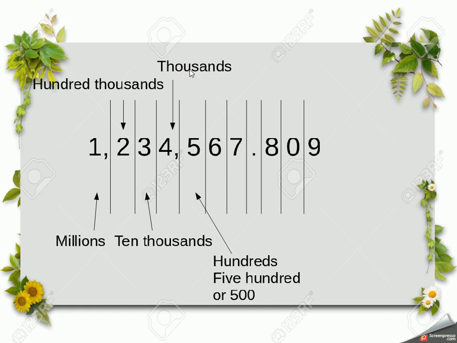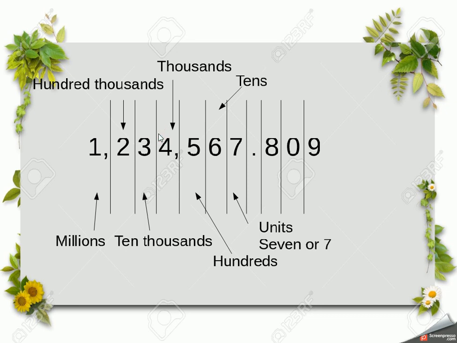The next is the hundreds column. In this case the 5 represents 500. Remember again that we need an and in by here between the hundreds and the tens, just like we needed it in between the 100,000s and the 10,000s. The 6 is in the tens column, so it's worth 60, and the 7 is in the units column, so it's worth 7. So far we've got 1,234,567,000, and now we come to the decimal point.